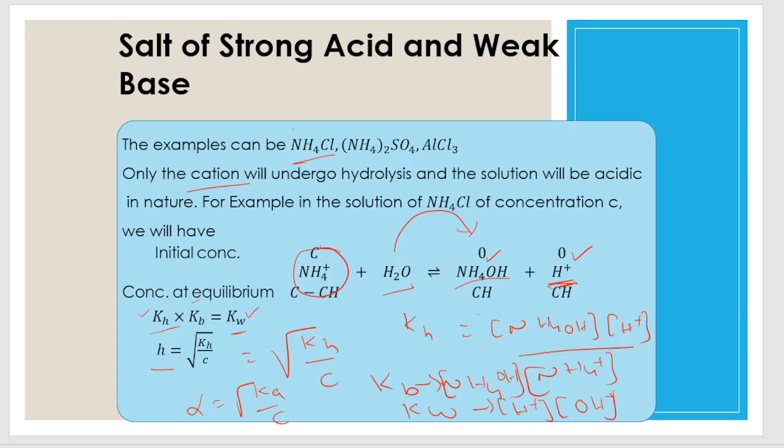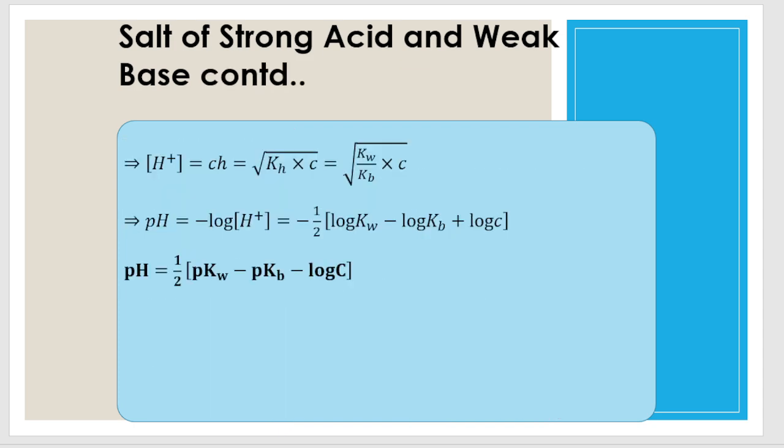Now if we apply negative logarithms to these resultant equations, you will get the expression pH equals half into pKw minus pKb minus log C. Clearly you can see here how we got that, with the help of the H+ ion concentration. What is the H+ ion concentration? It is C alpha. Instead of alpha, we take the degree of hydrolysis here.